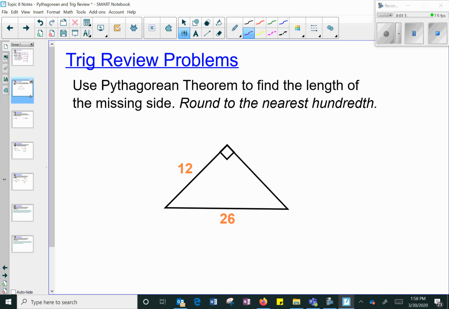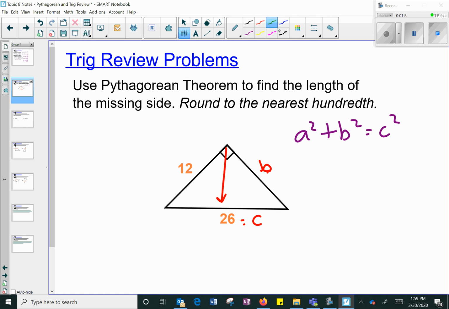It says use the Pythagorean theorem to find the length of the missing side. We're going to round to the nearest hundredth. So the first thing, our Pythagorean theorem, a squared plus b squared equals c squared. The only thing that matters is our c value. We have to be able to identify our c value. If you look here, our c value has to be the longest side of our triangle. So if 90 degrees is our largest angle, we look across from that, so that 26 has to be our c value. The a and the b values are then left for the legs of the triangle, which will be the 12 and the missing side. We could call this a or b. It does not make a difference.